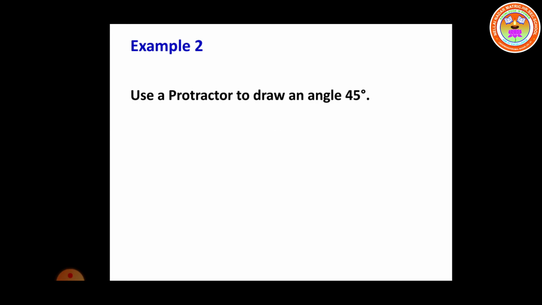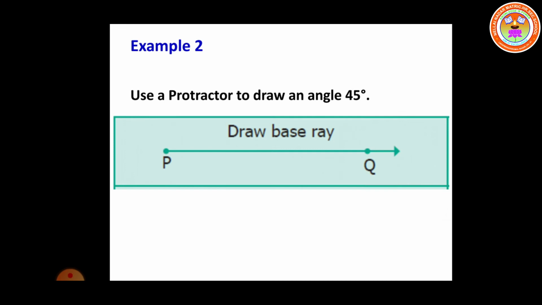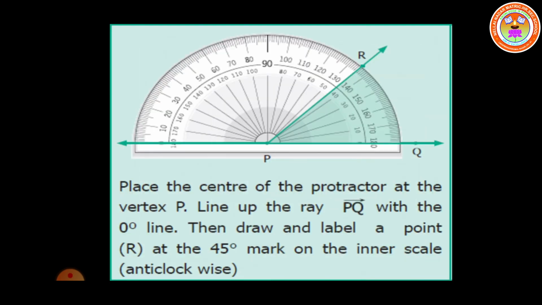See the example 2. Use a protractor to draw an angle 45 degree. First we have to draw the base ray. Then place the center of the protractor at the vertex P. Similar to in this diagram. Line up the ray PQ with the 0 degree line. Then draw and label a point R. How we see in the diagram? Like that. At the 45 degree mark on the inner scale. Inner scale only start from 0. Then we have to mark the point R along with the 45 degree where you see.